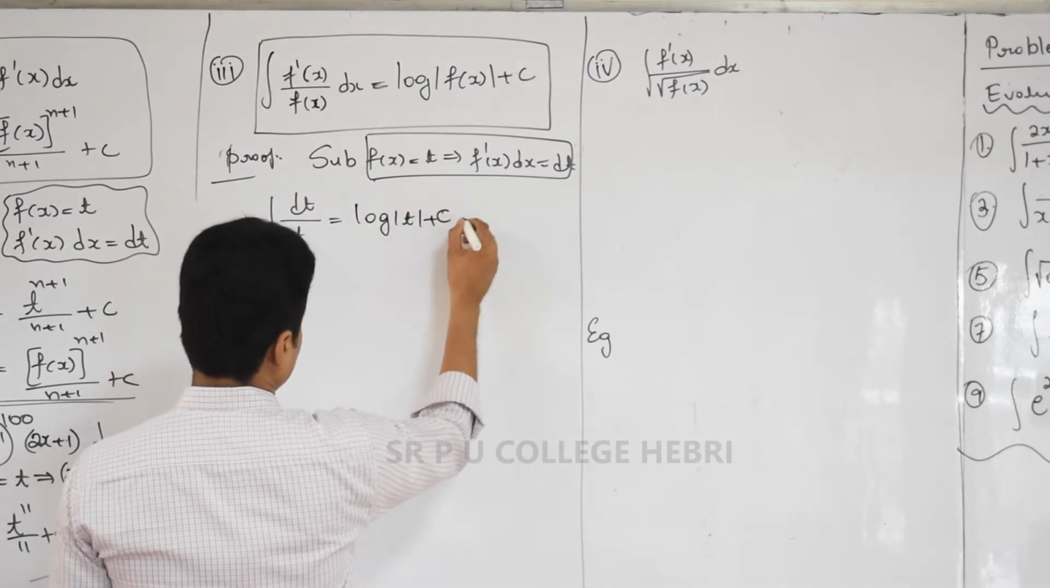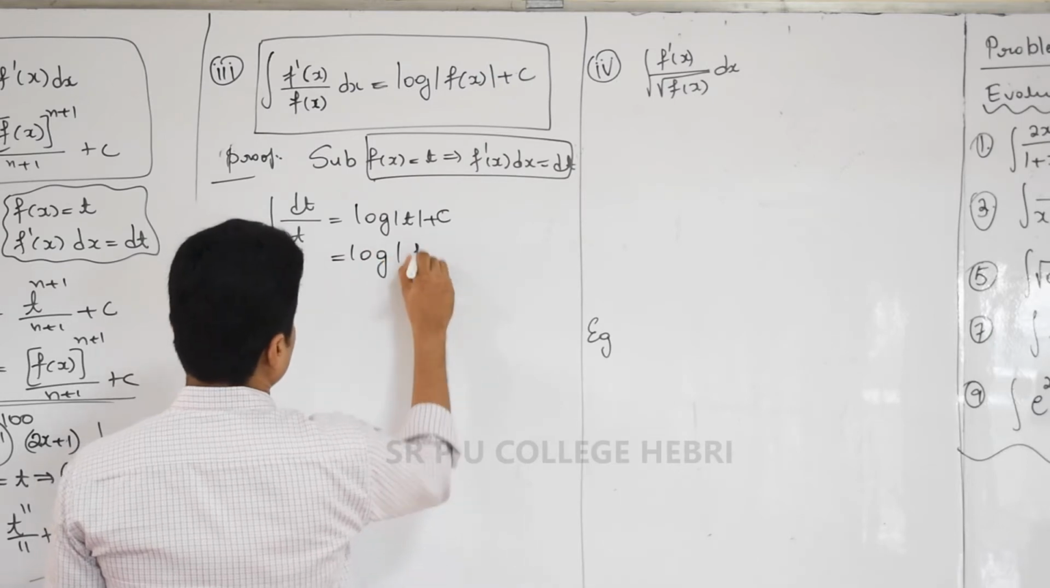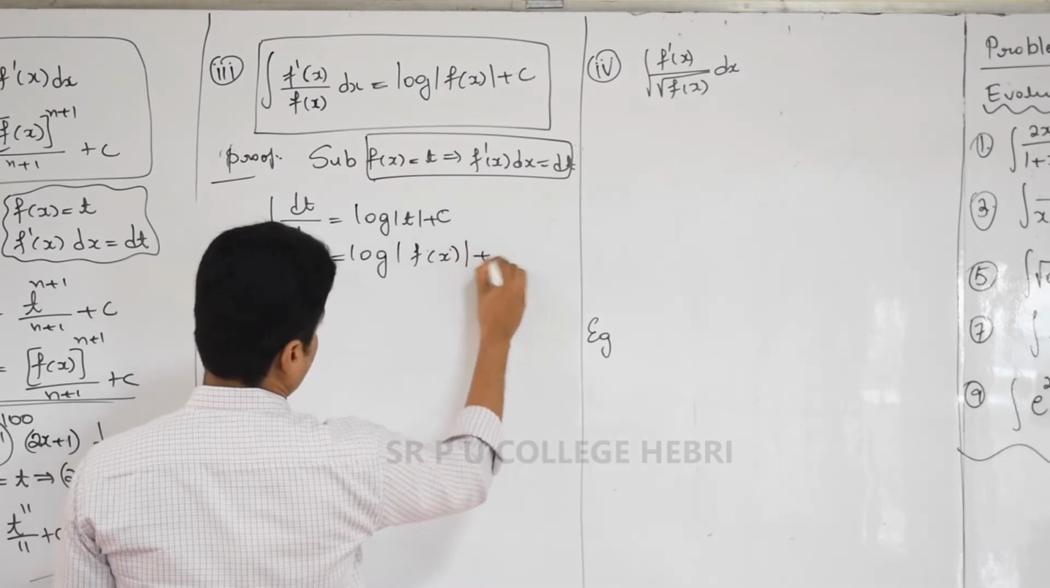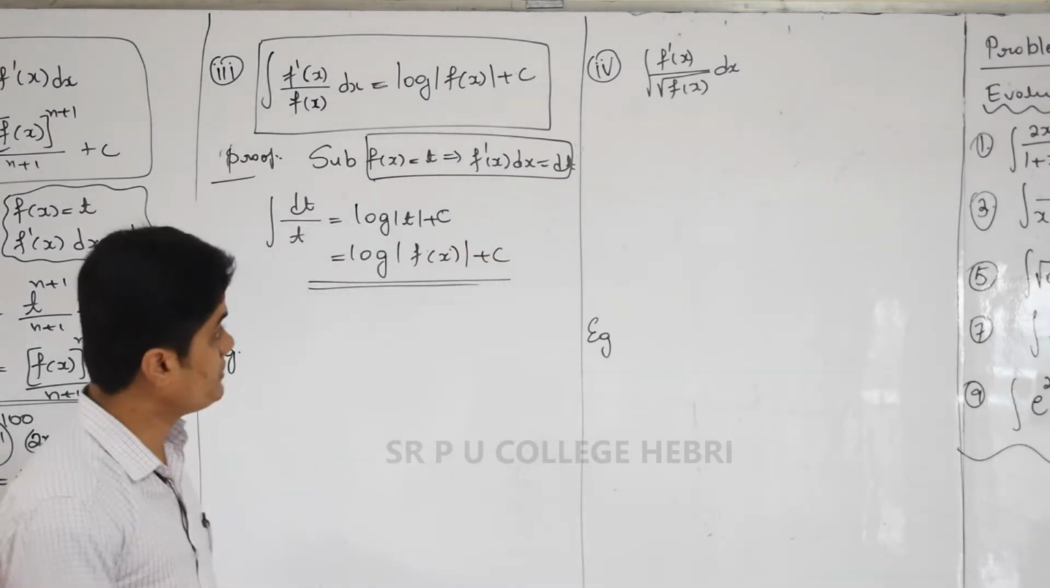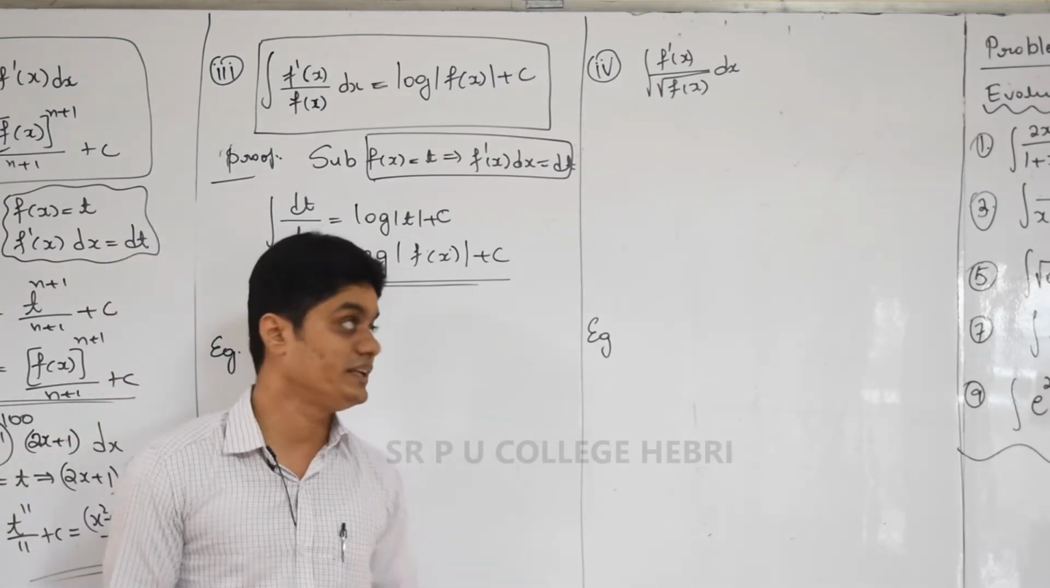Plus integration constant that I know you will not forget to write. So log of, what is t? t is nothing but f dash of t is nothing but f of x, correct? t is nothing but f of x plus c, that's it. So if you remember the proof, you can apply that in problems. Got it what I'm telling?